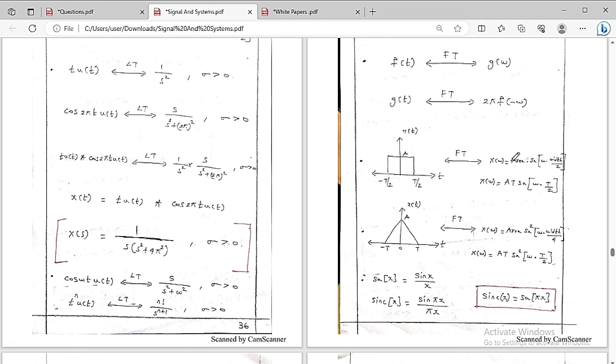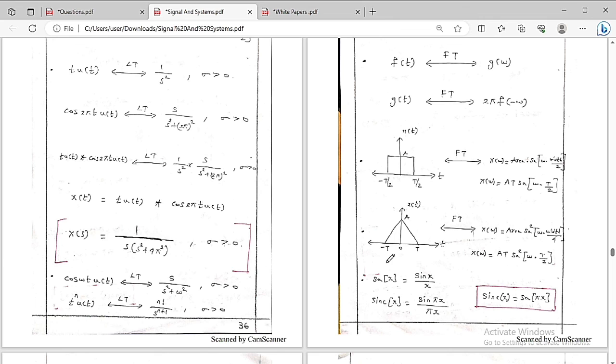So for the rectangular pulse, the Fourier transform is area into Sa of omega into width by 2, whereas for the triangular pulse, the Fourier transform is area into Sa squared of omega into width by 4. These two things you always have to keep in your mind. And Sa of x is equal to sin x by x, and sinc of x is equal to sin pi x by pi x. By seeing these two, we can say sinc of x is equal to Sa of pi x.